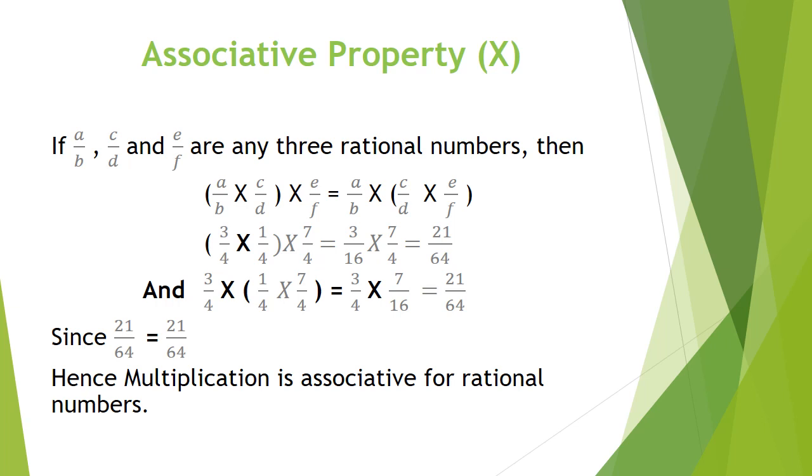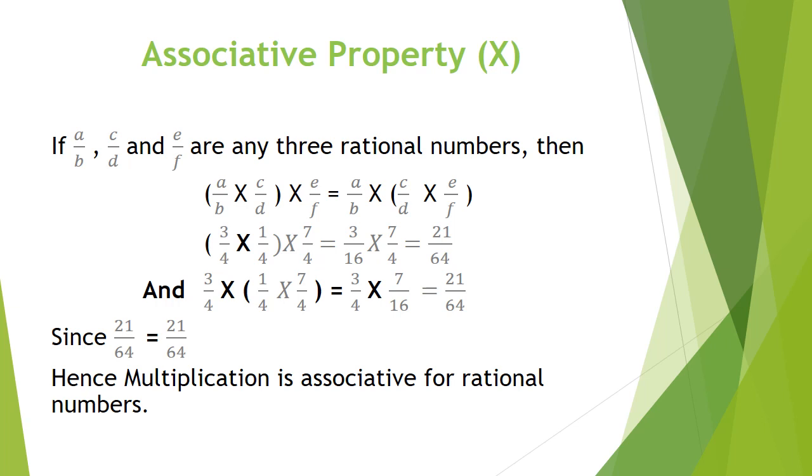If A upon B, C upon D and E upon F are any three rational numbers, then start the bracket A upon B, multiply C upon D, close the bracket, multiply E upon F. That one is equal to, now firstly do the product of C by D, multiply E upon F, and do its multiply by A upon B.